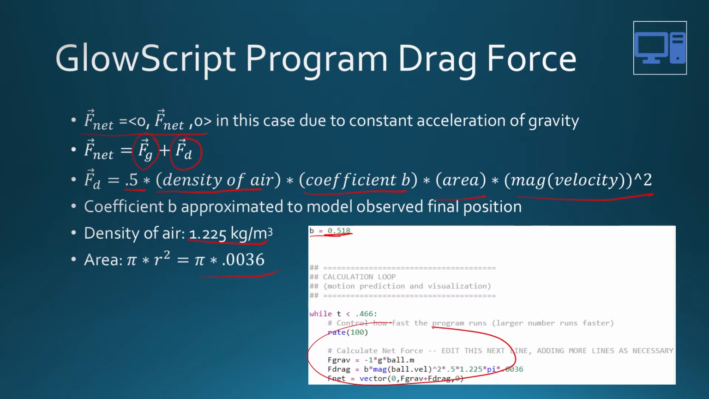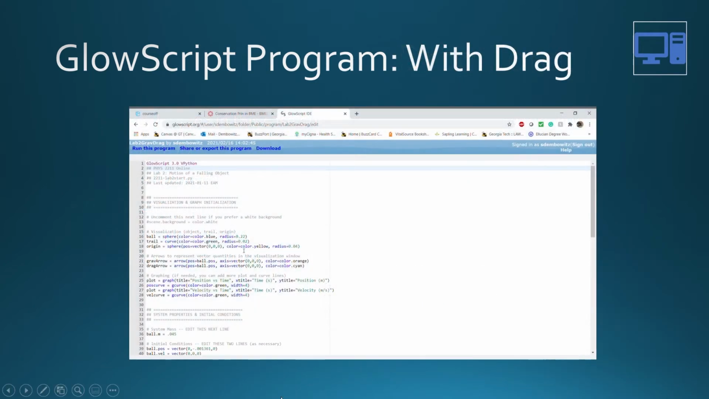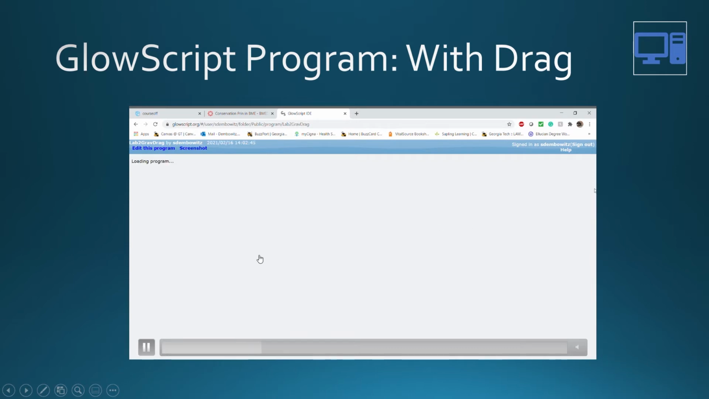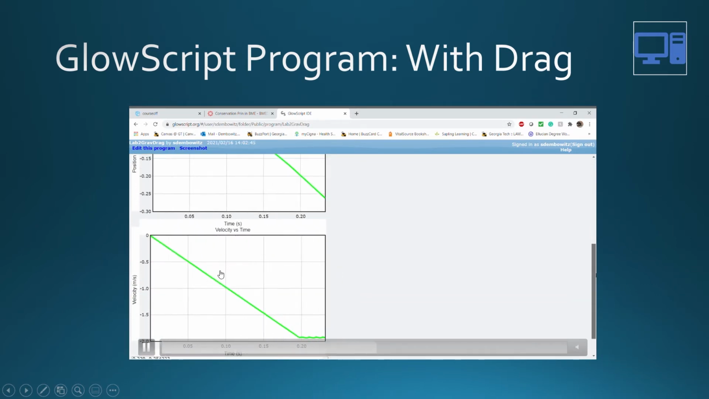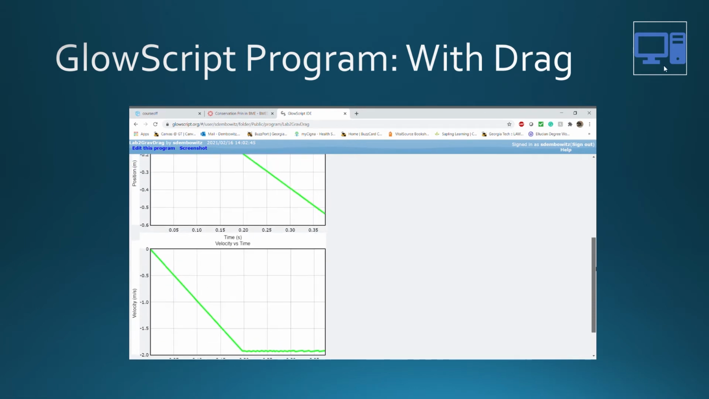I inputted all of this information into my GlowScript program, and you can see it running here. Things to notice are that the position graph looks very similar to the other one. However, the velocity graph reaches a terminal velocity at about 0.2 seconds.